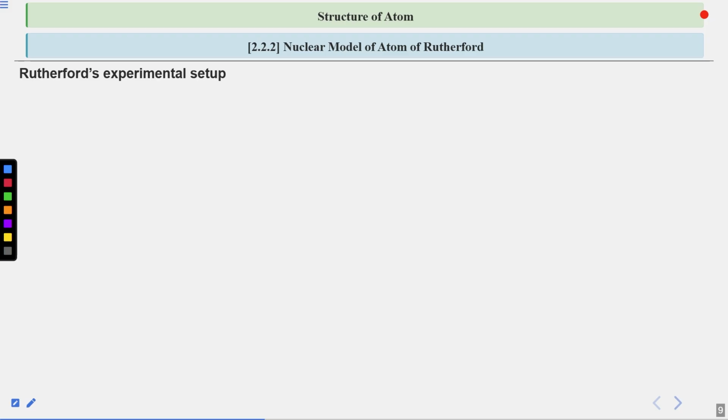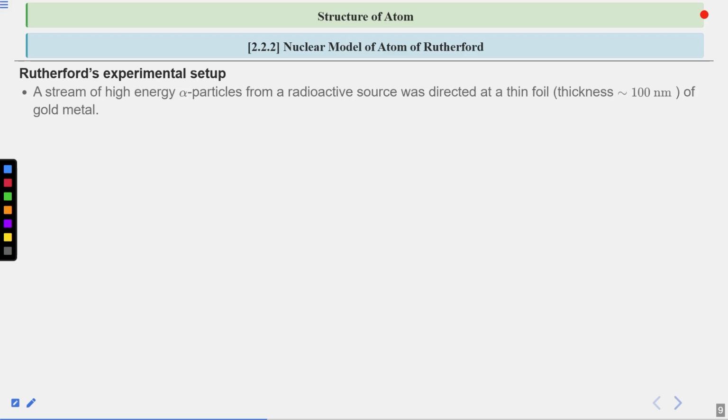Okay. So what is Rutherford's experimental setup? What he did, he took the alpha particles. So we know that alpha particles are emitted from radioactive decay. So for the emission of alpha particles, he took a radioactive source. Now, he directed these alpha particles onto a thin foil of gold metal. Its thickness is around 100 nanometers. Got it? So what did Rutherford do? He directed this alpha particle on this thin foil of gold metal.